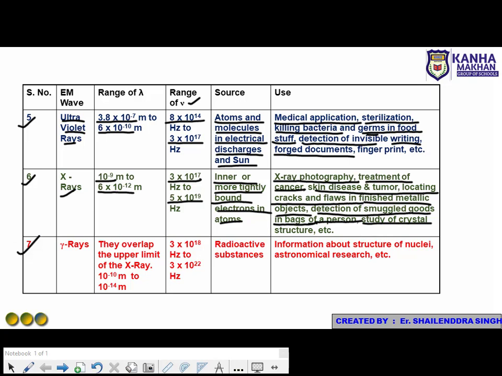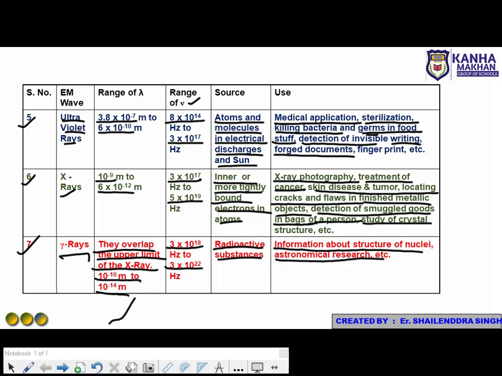And the next and last point is here, the gamma rays. They overlap the upper limit of the X-rays. 10^-10 meter to 10^-14 meter is the wavelength of this type of waves, and the frequency range is 3×10^18 hertz to 3×10^22 hertz. Radioactive substances are responsible for their production, and we use them for information about the structure of the nucleus and astronomical research.